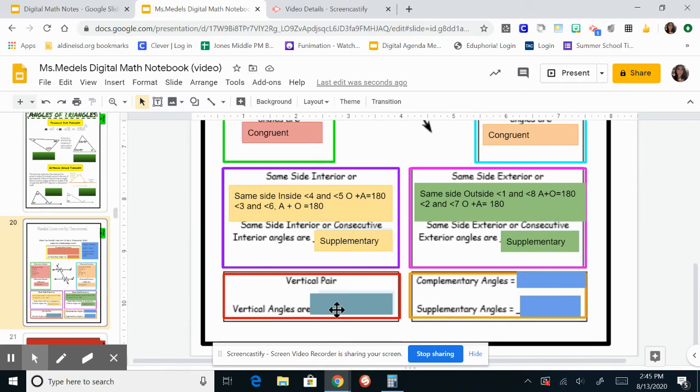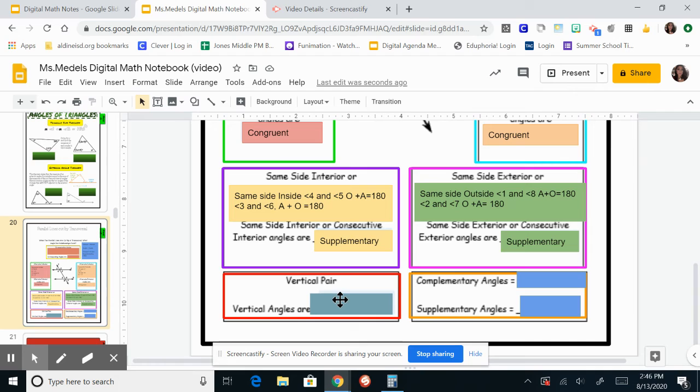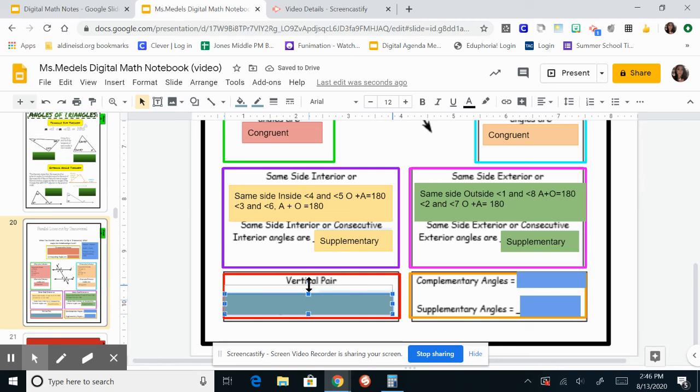Vertical angles. Now, we like to call them kissing angles because they look like they're kissing. Like angle 1 and angle 3 are kissing. That's a pair of vertical angles. Angle 2 and 4 are vertical angles. Angle 6 and 8, and then angle 5 and 7. So I am going to make this as big as I can so we can try and put all of our vertical pairs together.